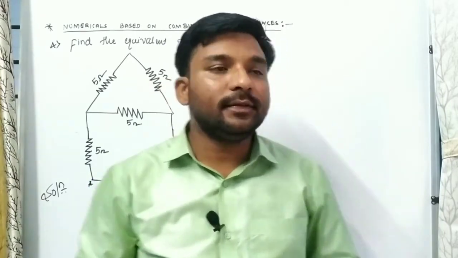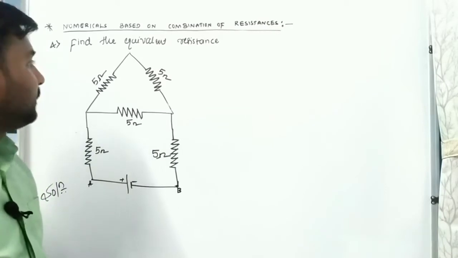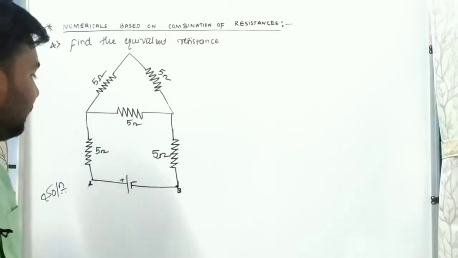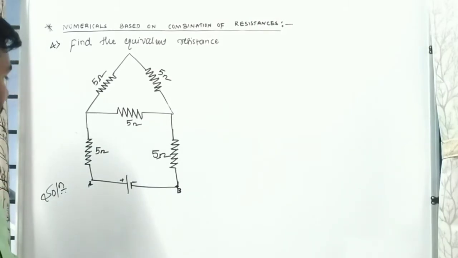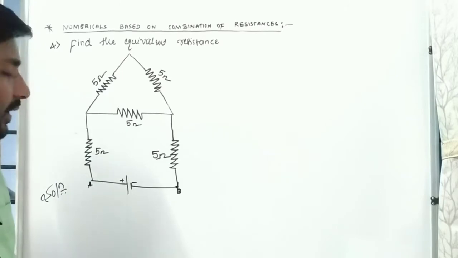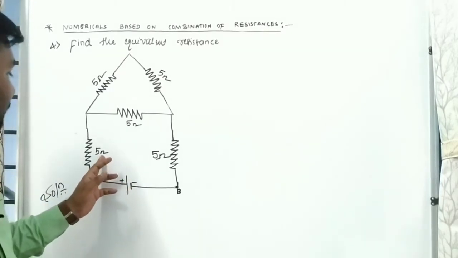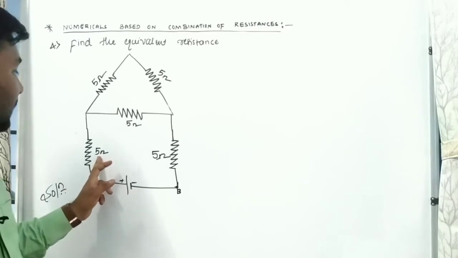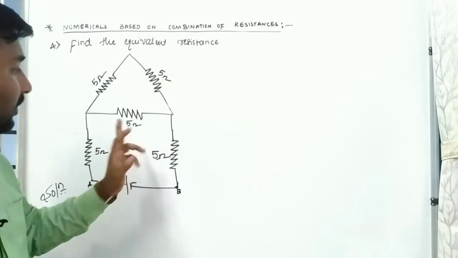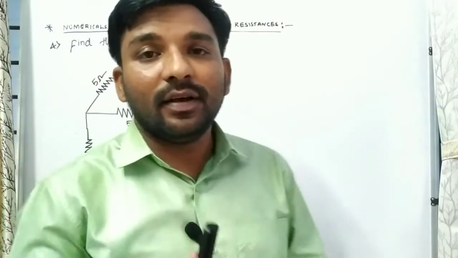The next problem is find the equivalent resistance. So here we have the circuit. We have 5 resistors. Each resistor has a resistance of 5 ohm. This one is 5 ohm, this one is also 5 ohm, this one, and all these three. All the resistances are 5 ohm.